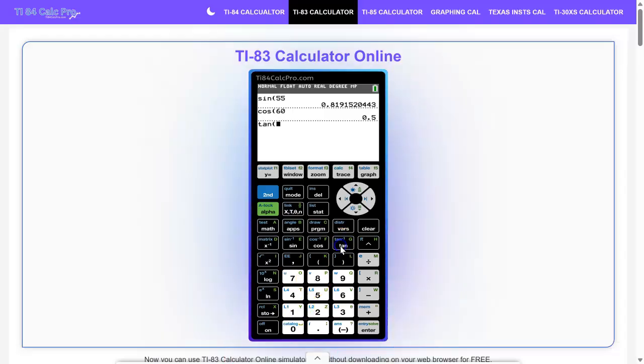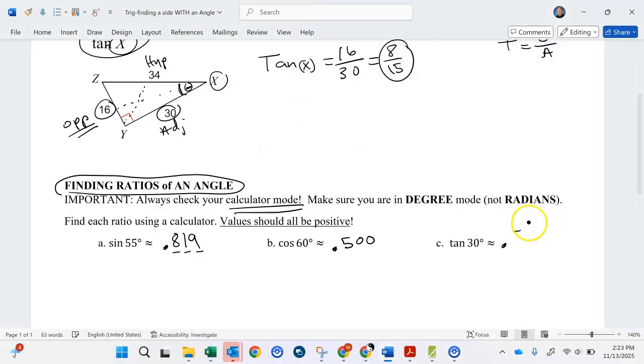Now let's do tangent 30. Here we go. Tangent 30, enter, and that's 0.577. Okay, so that's how you use your calculator to do it. Again, make sure you are in degree mode, not radians, and then that's all how you do it.